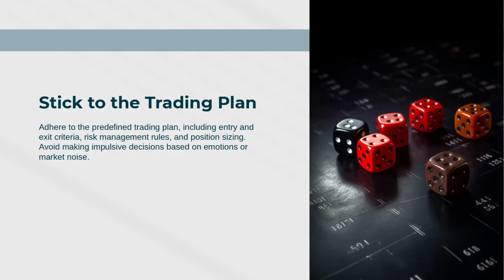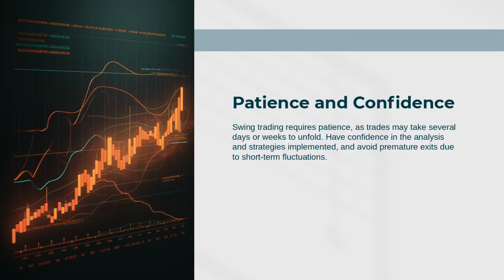Emotional discipline. Stick to the trading plan. Adhere to the predefined trading plan, including entry and exit criteria, risk management rules, and position sizing. Avoid making impulsive decisions based on emotions or market noise. Patience and confidence. Swing trading requires patience, as trades may take several days or weeks to unfold. Have confidence in the analysis and strategies implemented and avoid premature exits due to short-term fluctuations.